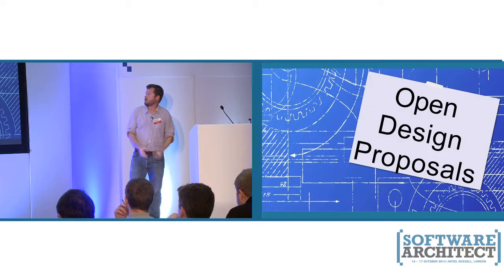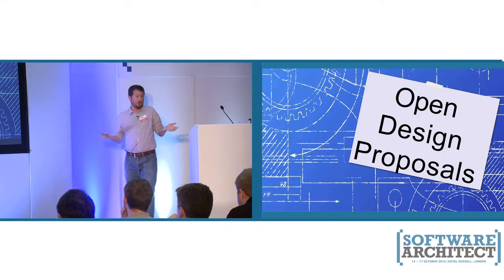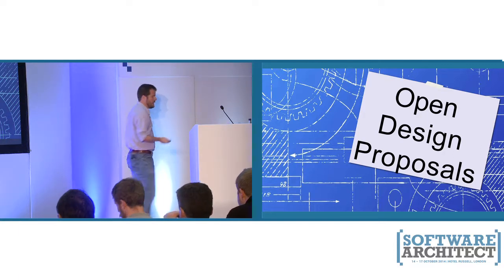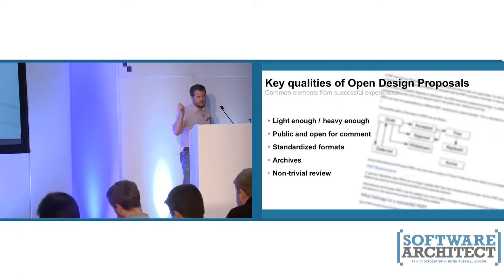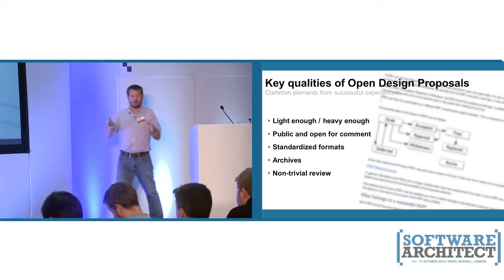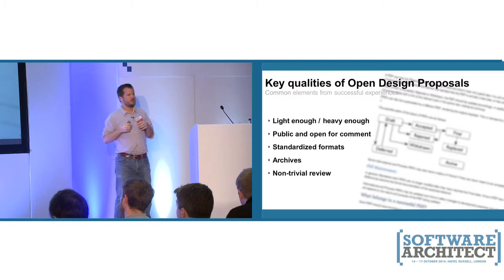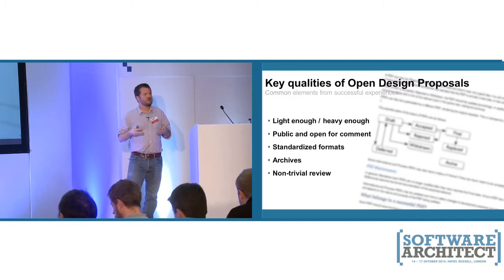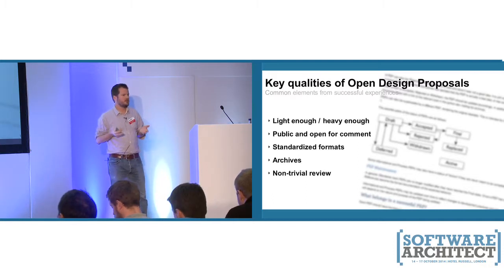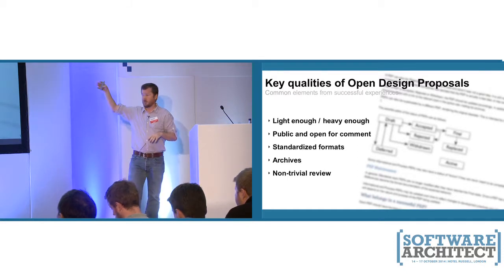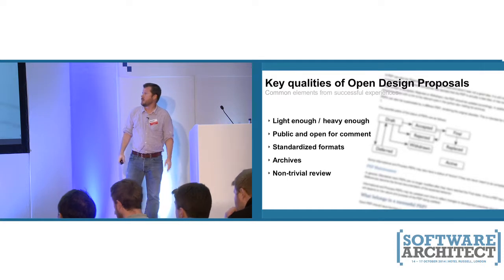Right. So that leads us to a tool I'm going to talk about, open design proposals. There are a few key qualities to open design proposals that are important. And like I said, these come not from going into a lab and deciding, okay, we're going to come up with the best system for doing architectural changes. These come from observing how these kinds of changes are developed and communicated in successful projects in the real world. So we've looked at a number of them, and we'll look at some in detail, but I'm going to go over the highlights of what we call ODPs.